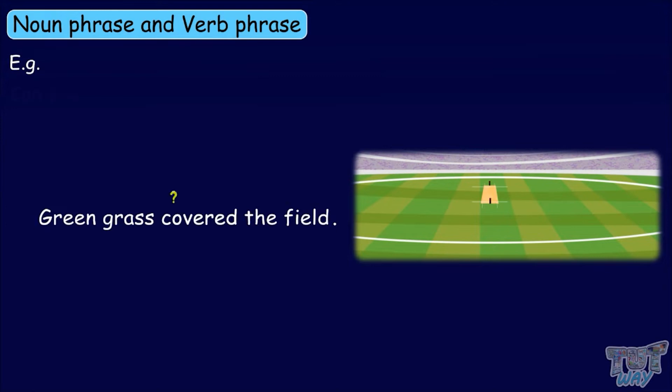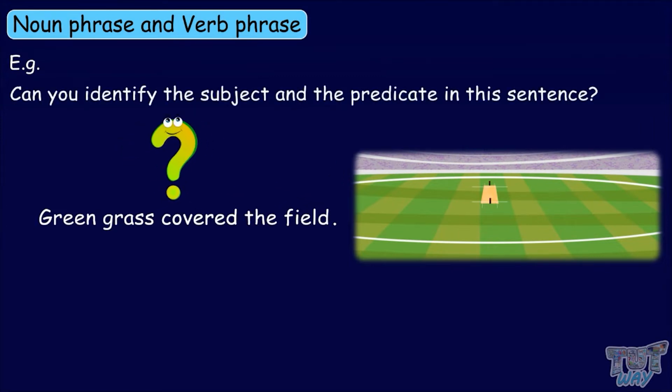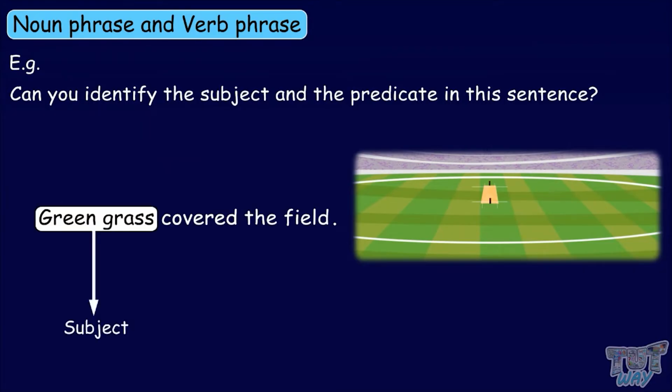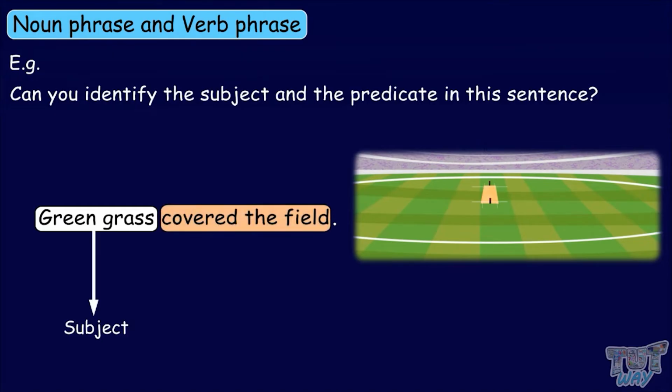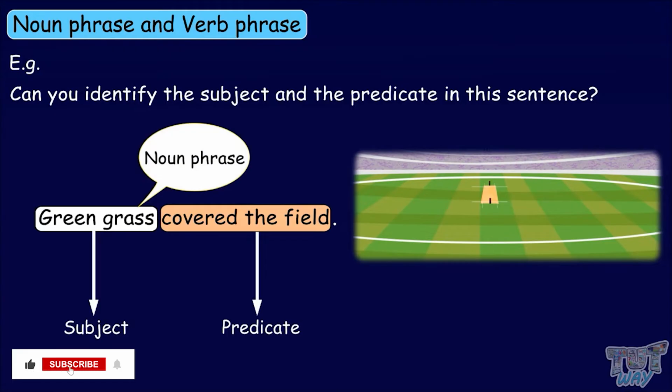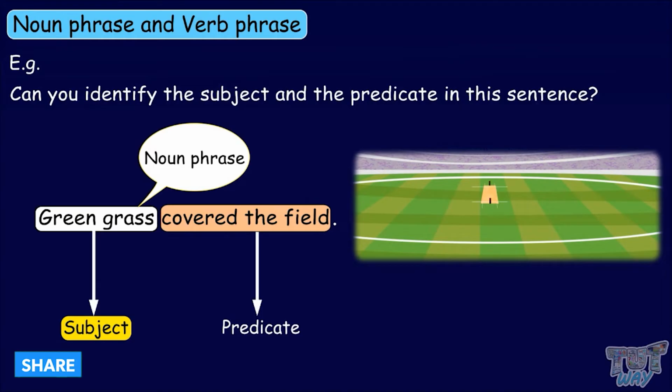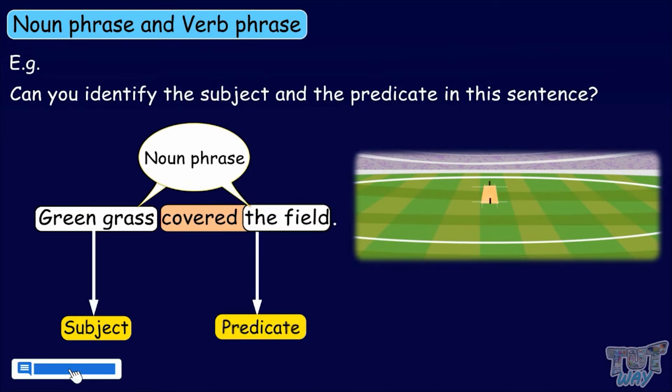Now kids, can you identify the subject and the predicate in this sentence? Green grass is the subject and covered the field is the predicate. So, the noun phrase, green grass, functions as the subject here, whereas the other noun phrase, the field, lies in the predicate of the sentence. So kids, a noun phrase can exist in the subject as well as in the predicate.